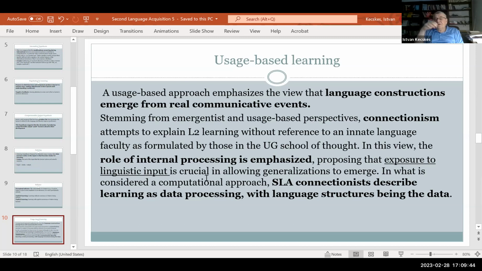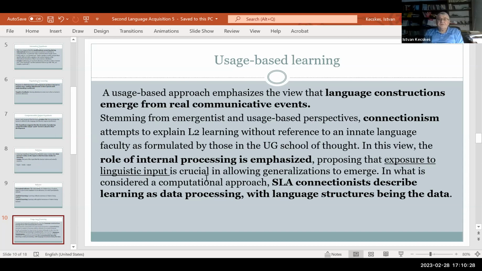Usage-based learning. This is something that we have been doing nowadays all the time, and usage-based learning is connected with communicative language learning. So it is very important that language learning emerges from real communicative events. Language learning emerges when you actually do something with the language. So you solve particular tasks with the language. You use the language because you have a particular goal when you use it. And of course, if you do that, the language emerges from these communicative events.